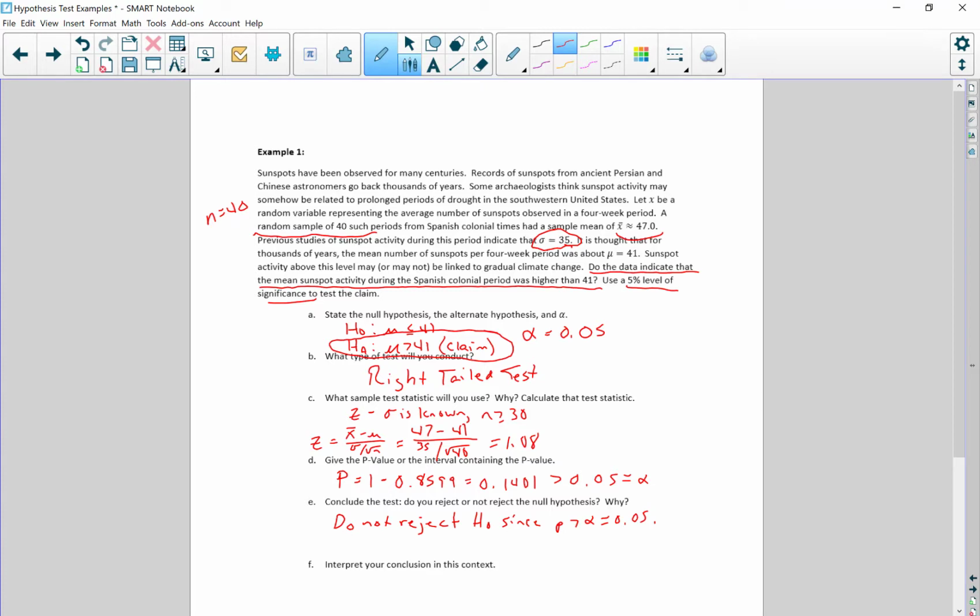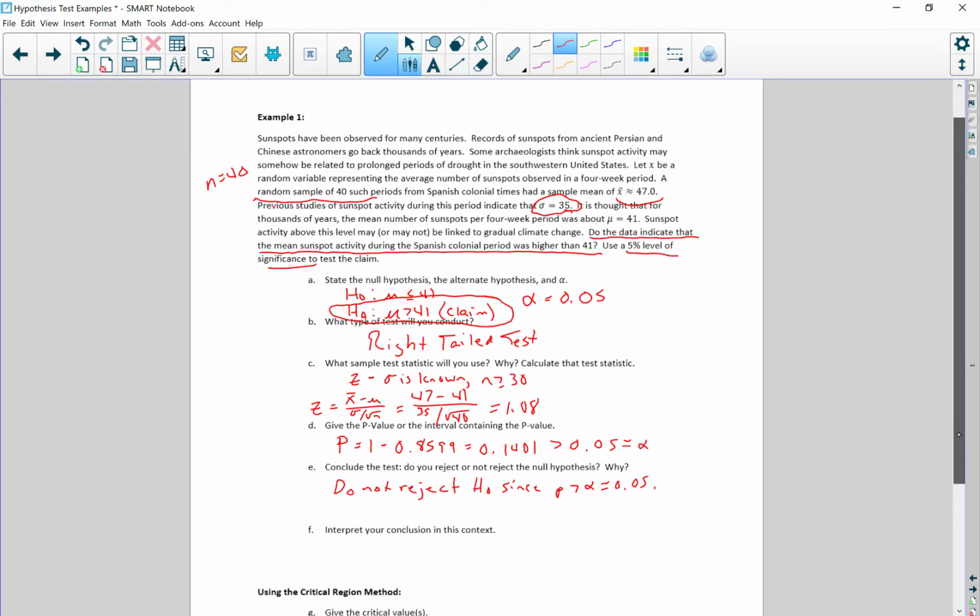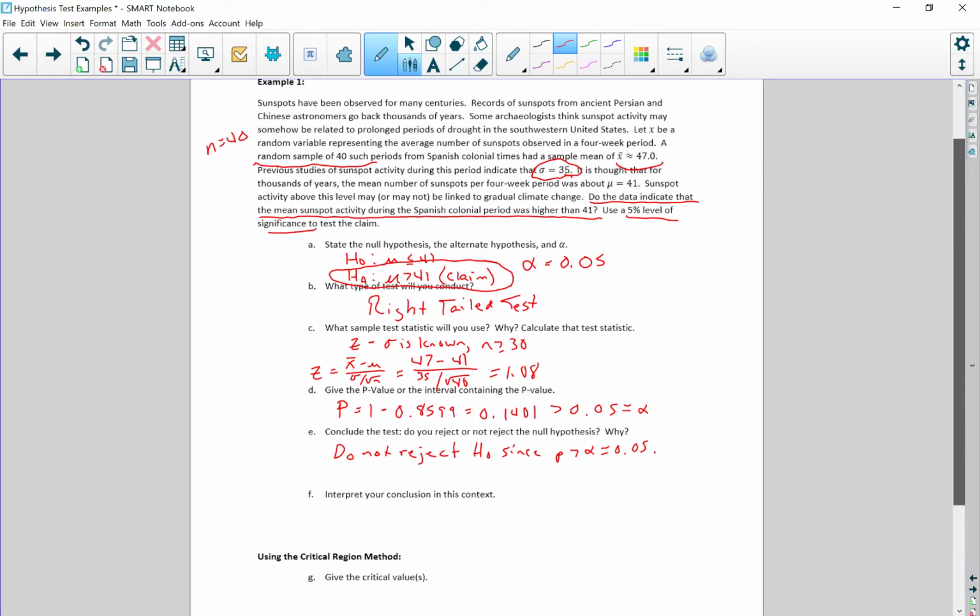And lastly, we want to interpret this conclusion in context. Basically, what this is asking you to do is to put this conclusion, that we did not reject the null, into the context of the problem. So what is that actually saying in layman's terms? To interpret the conclusion in the context of this problem, this is the part where you answer what you're asked. Or in other words, you're answering the claim.